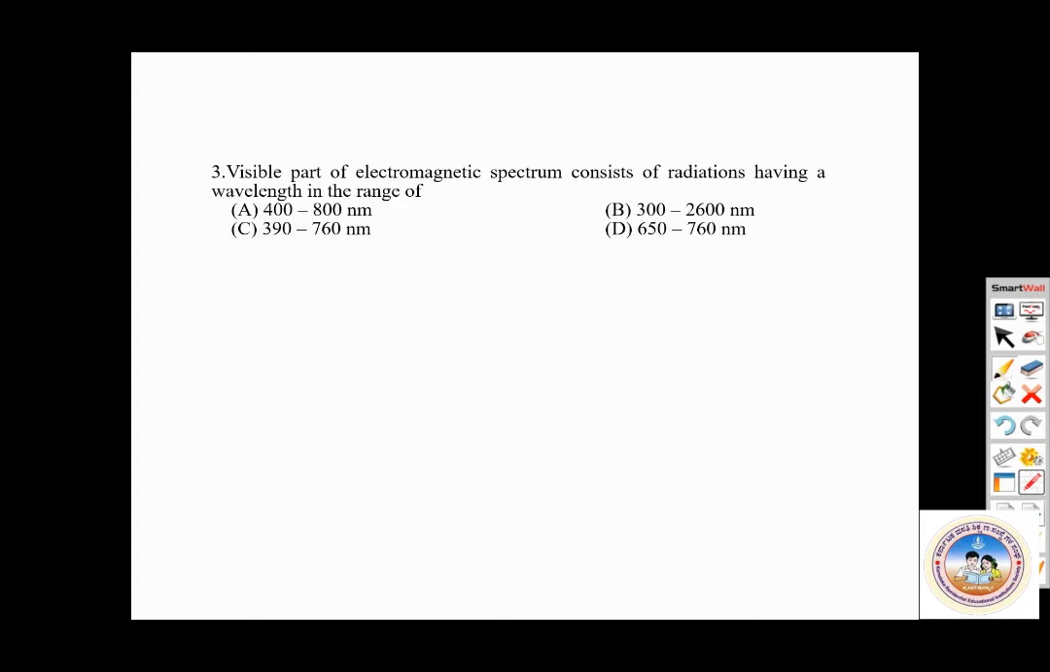Now, coming to the third question. The visible part of the electromagnetic spectrum consists of radiation having the wavelength in which range? Usually it is 390 to 760 nanometer. This is the range where we usually have the visible part of the electromagnetic spectrum.